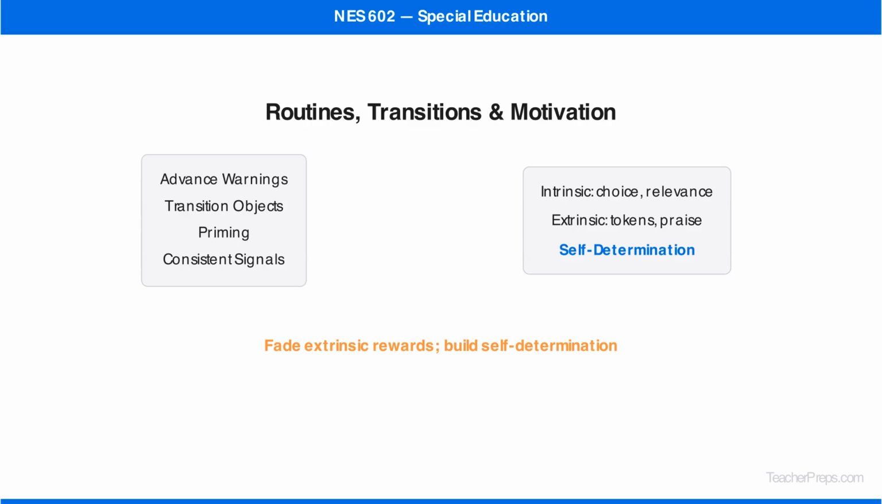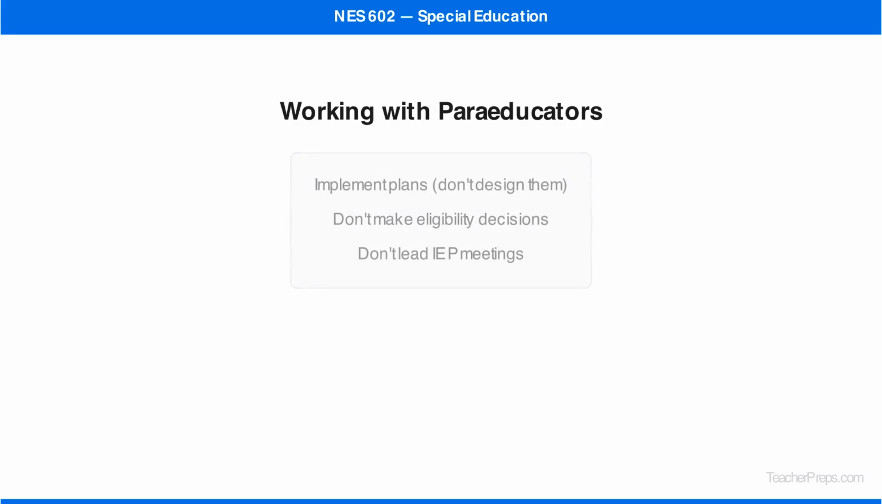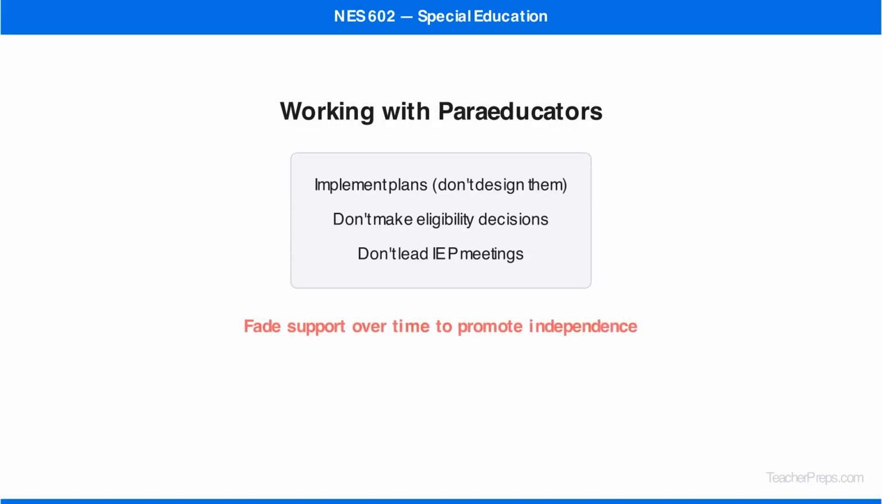Self-determination is teaching students to set goals, self-monitor, make choices, and self-advocate. This is critical for independence and post-school outcomes. Working with paraeducators. This is a frequently tested area. Paraeducators implement plans created by the special education teacher. They do not design instruction, make eligibility decisions, or lead IEP meetings.